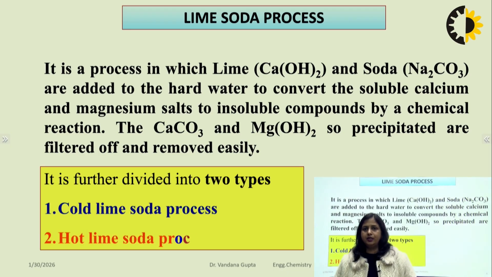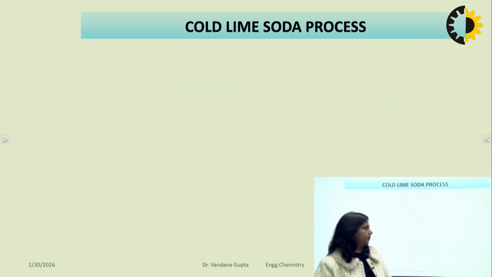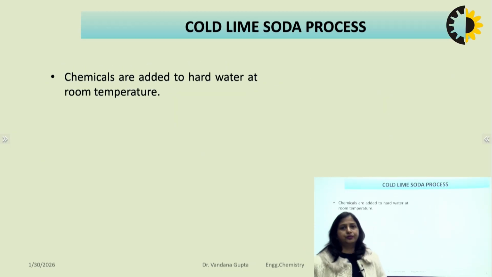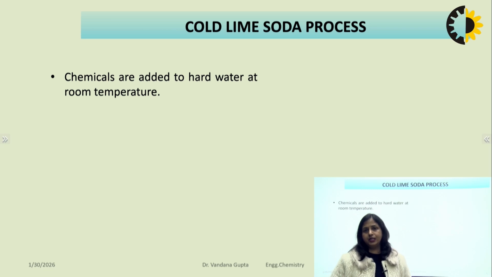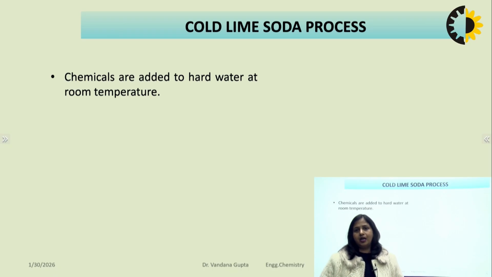This method is further divided into two parts, that is cold lime soda process and hot lime soda process. I will discuss firstly cold lime soda process. As the name suggests, in this process we add chemicals into the hard water at room temperature. That's why this process is called cold lime soda process.